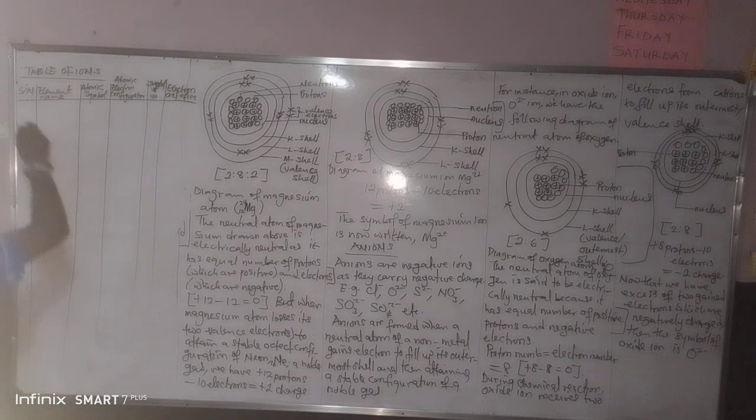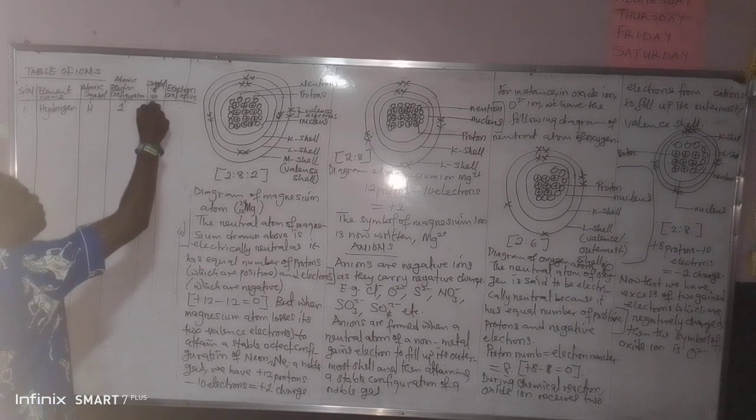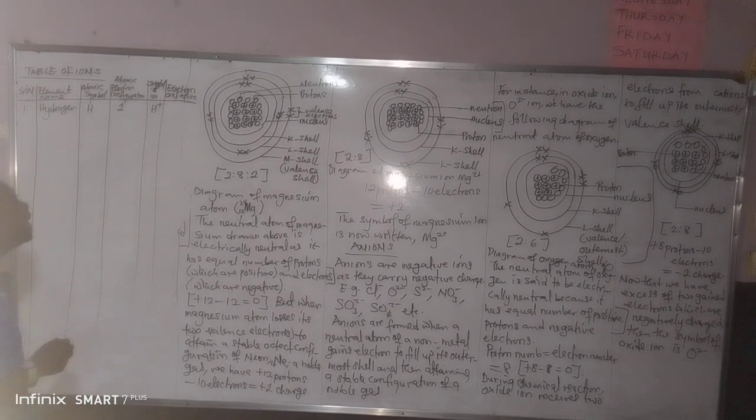Okay, let's start with number 1, which is hydrogen. The atomic symbol of hydrogen is H, and the electron configuration of hydrogen has only 1 electron. It can decide to lose this 1 electron and form H+. Why? Don't forget that hydrogen has only 1 proton and 1 electron. If it has lost this one, you are not going to be left with what? Only one positive charge, which it carries on its head.